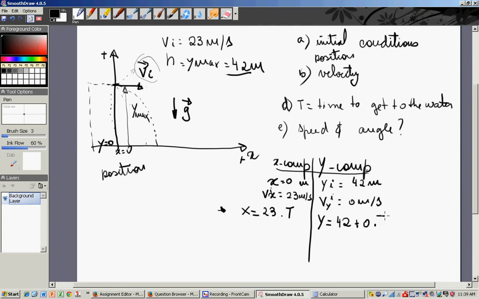This is the only equation you should worry about in x. And in y, we have 3, remember? Let me write them here. Y, which means the position in y at any given time, is equal to the initial position in y, 42, plus the initial velocity in y, which is 0, times t, minus 9.8 t squared. And the velocity in y at any given time is equal to the initial velocity minus 9.8 t.